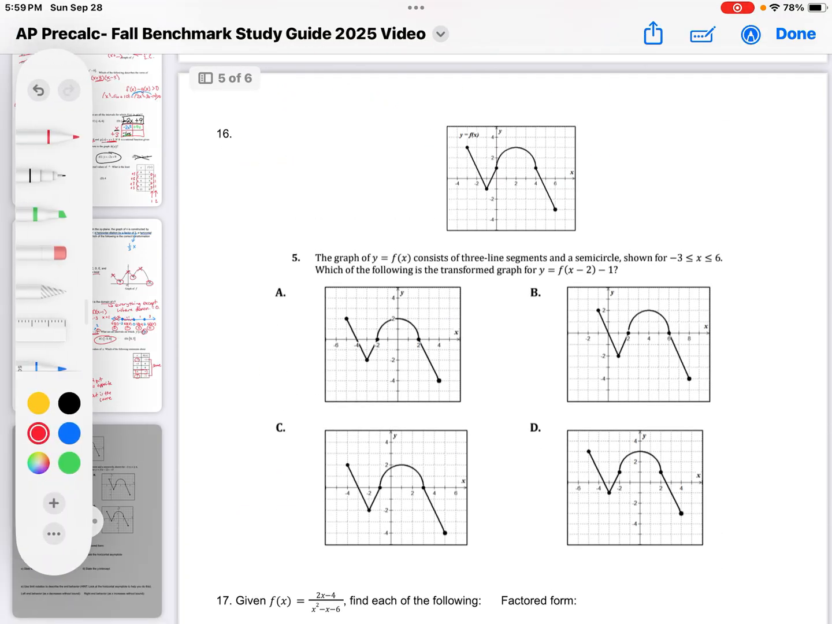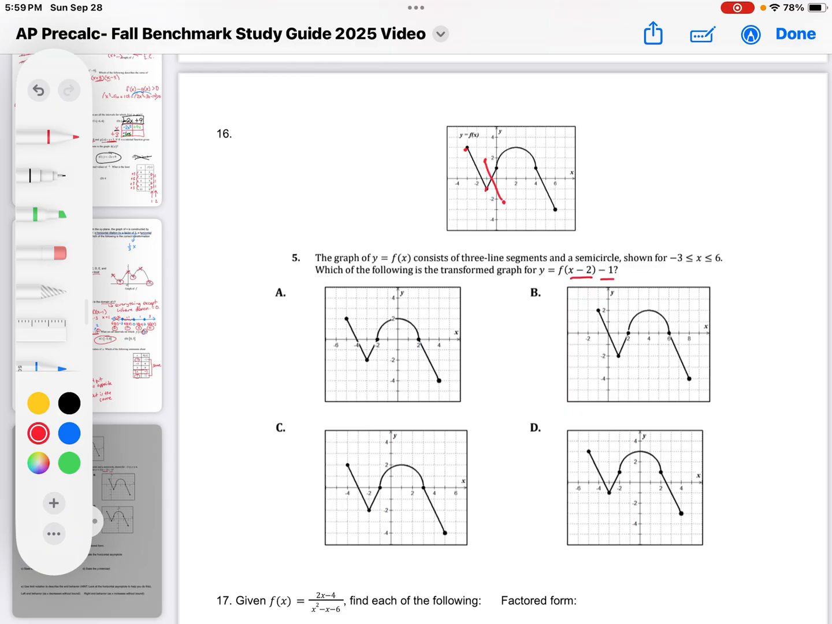All right, number 16. If we look here, we have a picture of a figure here, and we're transforming it in such a way that this looks like we go right 2 and down 1. Since we know that's going to be right 2, down 1, you could just take these points that are on this graph, send them right 2 and down 1, and see which one matches.